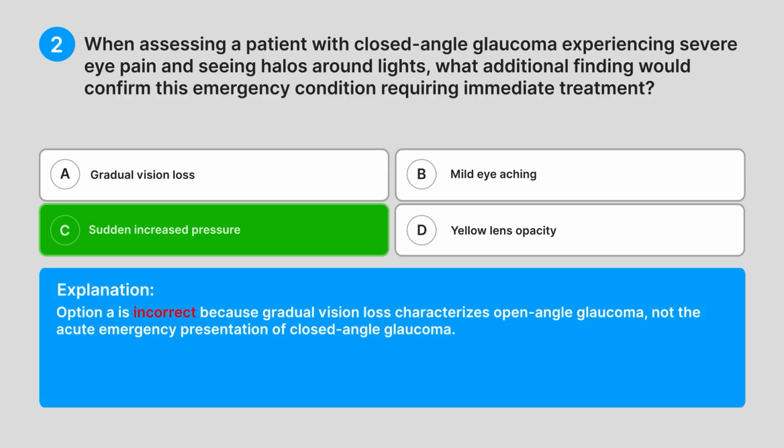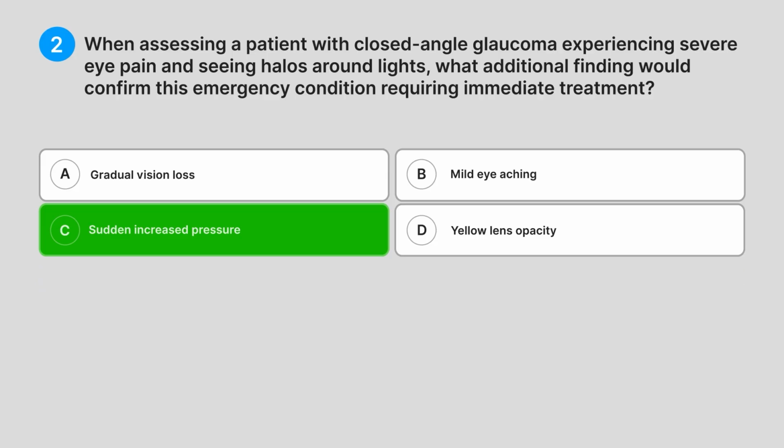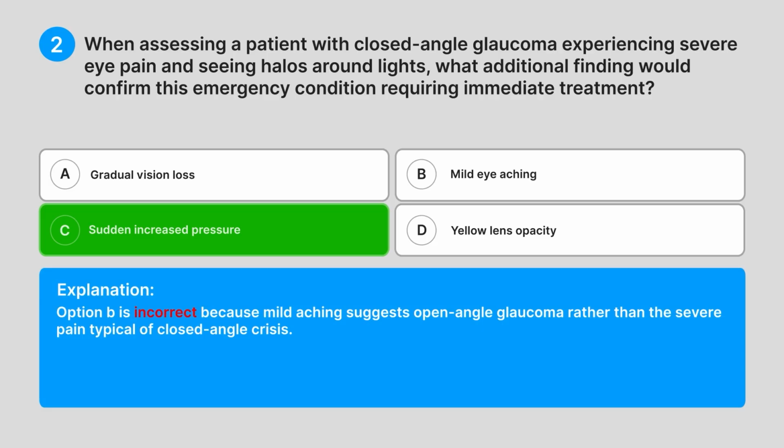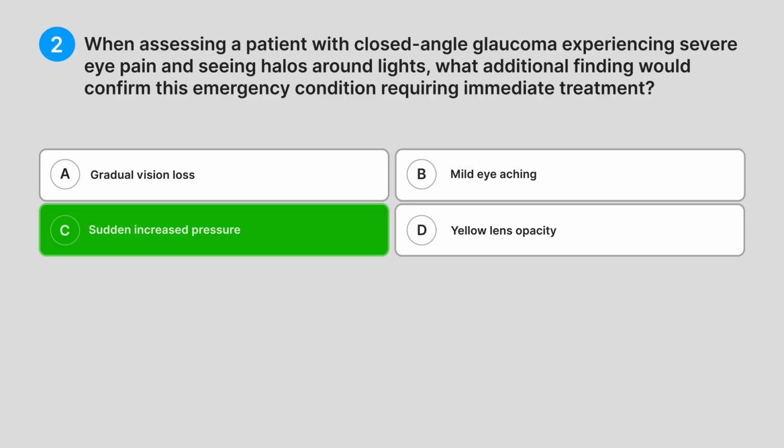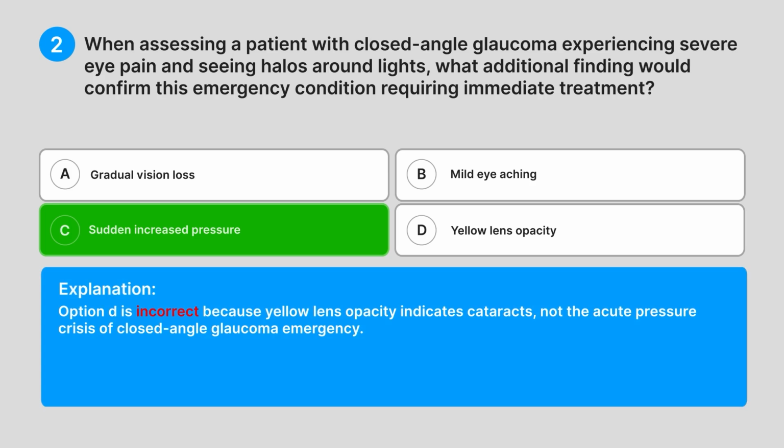Option A is incorrect because gradual vision loss characterises open-angle glaucoma, not the acute emergency presentation of closed-angle glaucoma. Option B is incorrect because mild aching suggests open-angle glaucoma rather than the severe pain typical of closed-angle crisis. Option D is incorrect because yellow lens opacity indicates cataracts, not the acute pressure crisis of closed-angle glaucoma emergency.